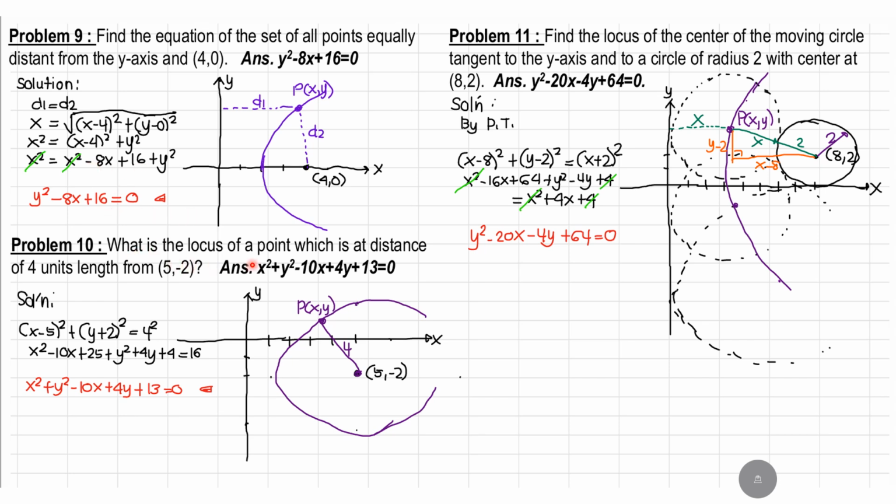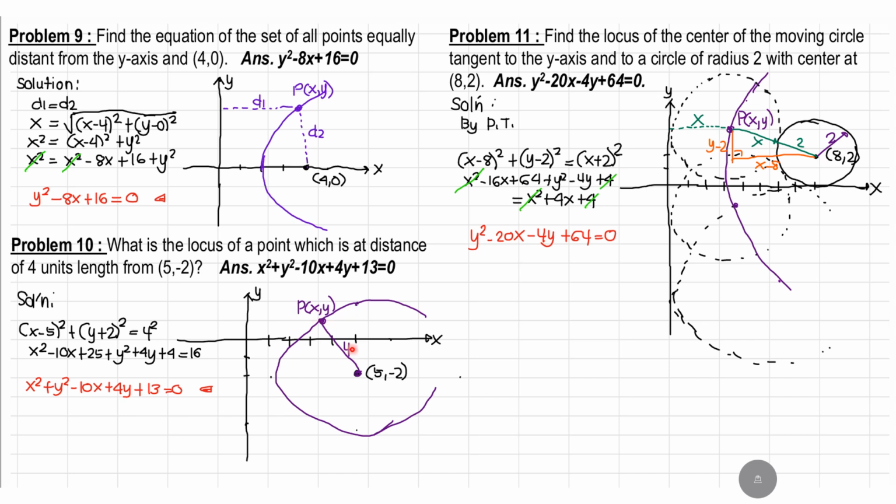Problem 10: what is the locus of a point which is at a distance of 4 units length from 5 comma negative 2? So this is the point 5 comma negative 2. That's the moving point, and as it moves, its distance from 5 comma negative 2 is maintained at 4. So therefore, the locus is a circle. That is not a parabola, and you will learn that later in future videos when I discuss parabolas.